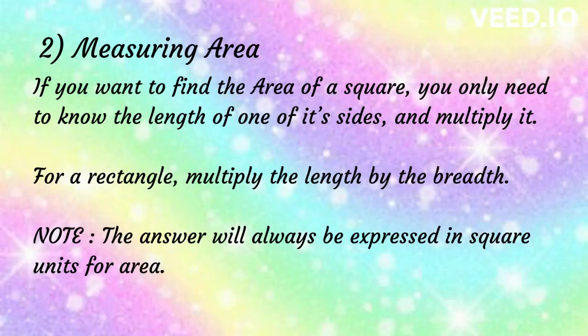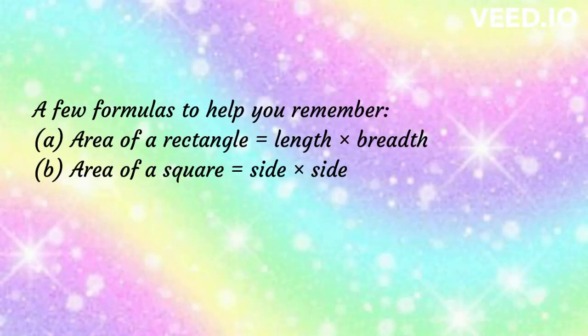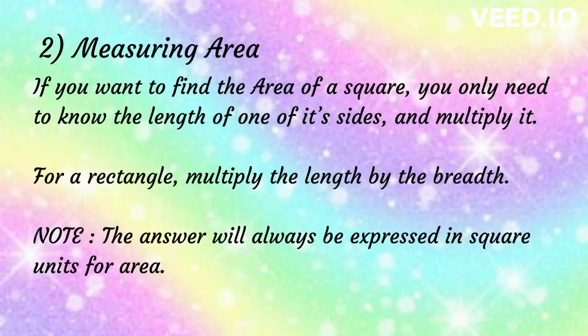Moving on to measurement of area. If you want to find the area of a square, you only need to know the length of one of its sides and multiply it. That means the area of a square is side into side. If one of its sides is 4 cm, then 4 into 4 is equal to 16 square cm, as it is written in the note column that the answer will always be expressed in square units for area. For a rectangle, multiply the length by the breadth.